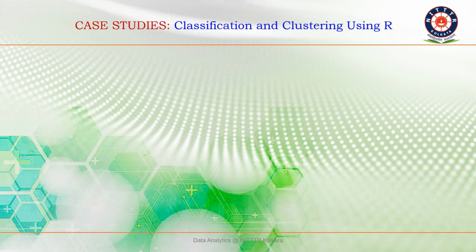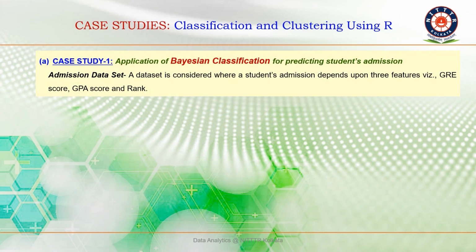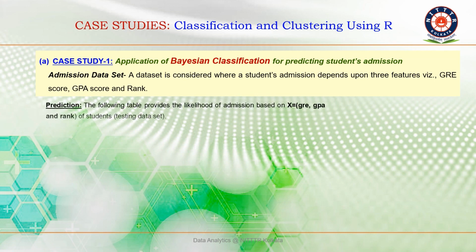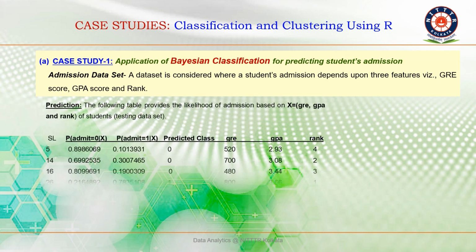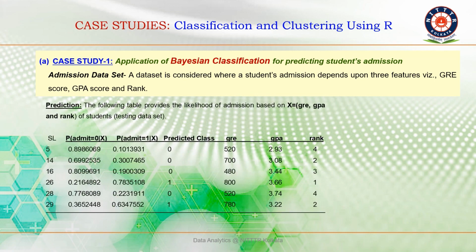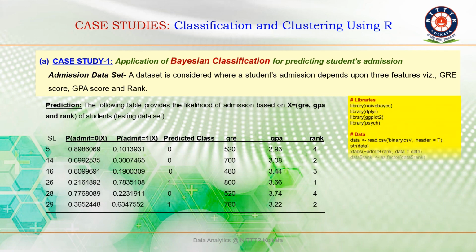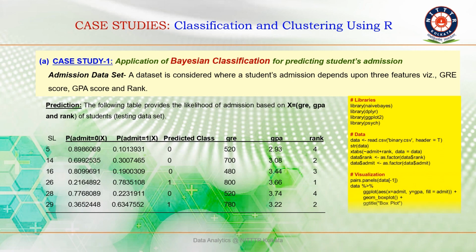First case study, application of Bayesian classification for predicting students' admission. There is a data set called the admission data set, which is considered, where a student's admission depends upon three features: GRE score, GPA score and rank, basically X1, X2, X3 features.